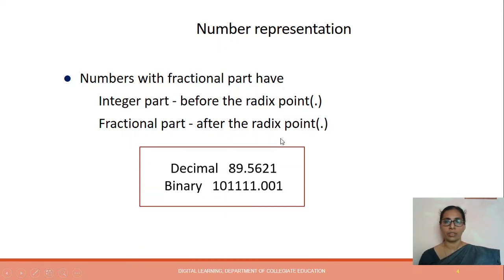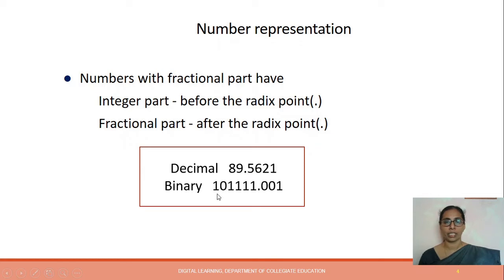In the decimal number system, we call this radix point the decimal point. Radix is the base, and the base of the decimal number system is 10. That's why this is called the decimal point. In 89.5621, 89 is the integer part and 5621 is the fractional part. So this decimal point separates the integer part and the fractional part.